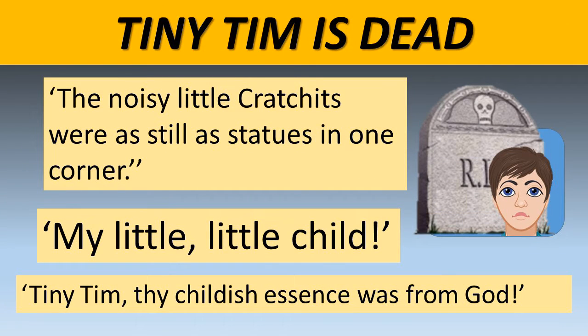When Tiny Tim is dead, we've got some great key references to learn. We've got "the noisy little Cratchits were still as statues in one corner," a direct contrast to the Cratchits of the previous chapter, and the idea of them being statues suggests that the passing of Tiny Tim has affected all of them forever. Bob says, "My little, little child," in a great moment of pathos, and Charles Dickens in his narrative says, "Tiny Tim, thy childish essence was from God," another romanticising of childhood from him.